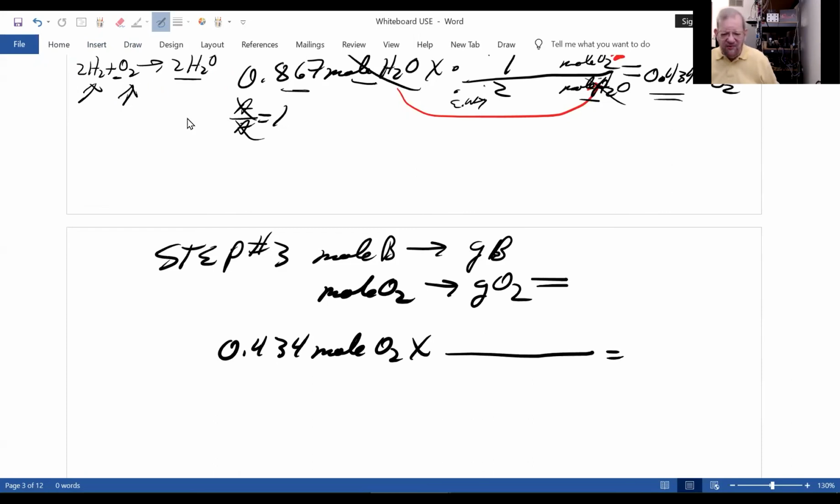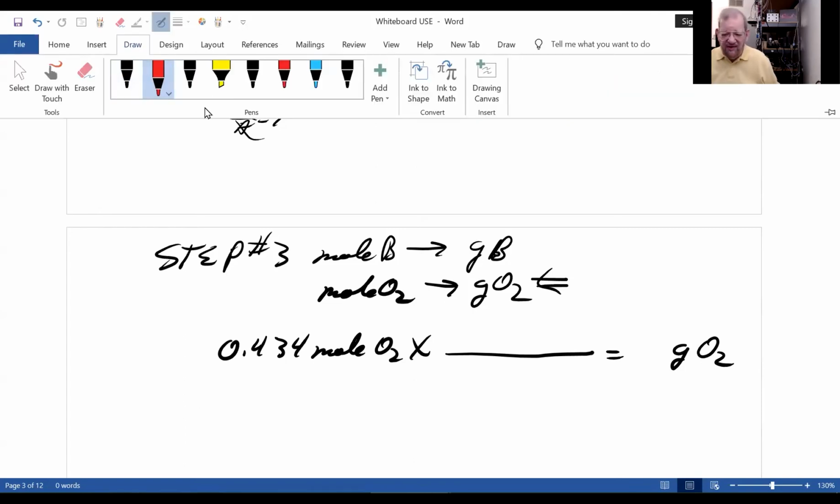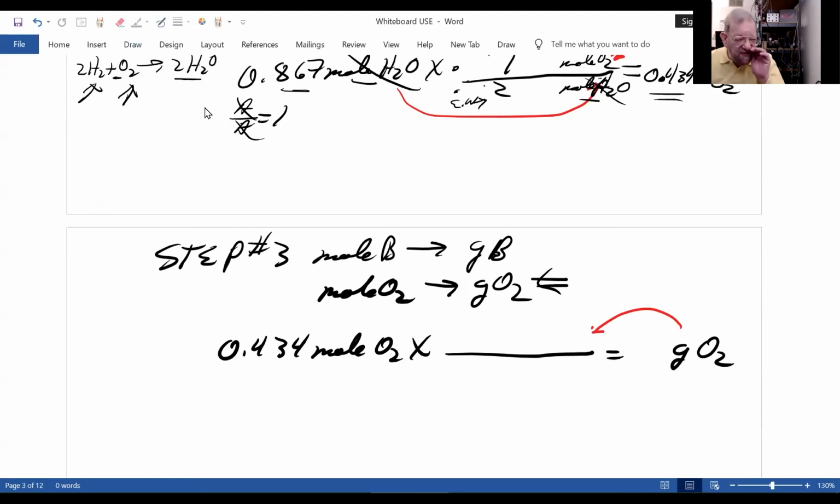I want to get to grams of O2 because that's my final answer. And I'll use unit analysis. Whatever I'm trying to get to goes on top. Does this look familiar, like we did this last week? And the answer is yes. Notice how I did it incrementally, teaching you different things with moles, and whatever I'm trying to get rid of goes underneath.